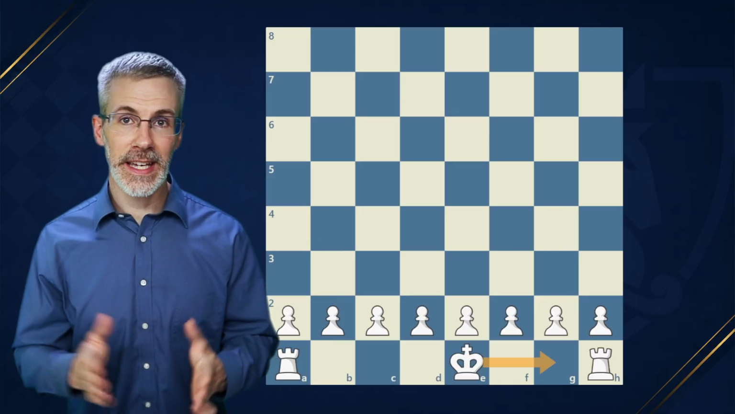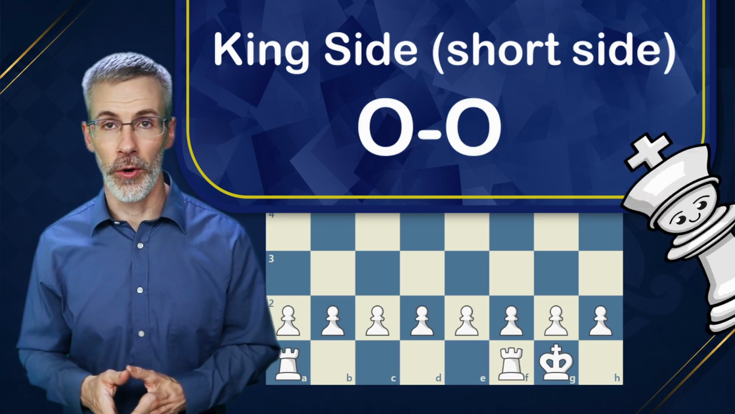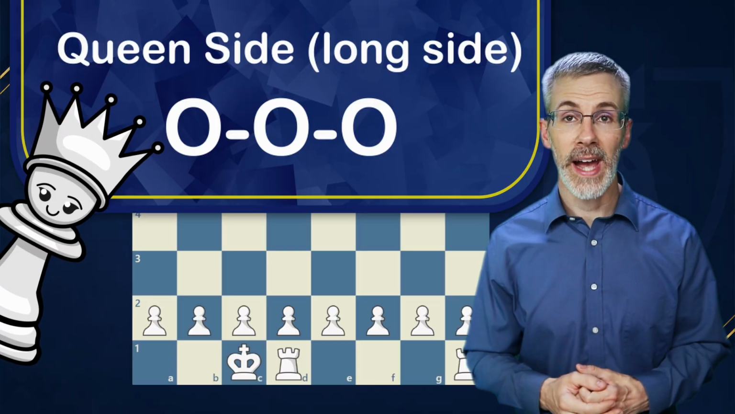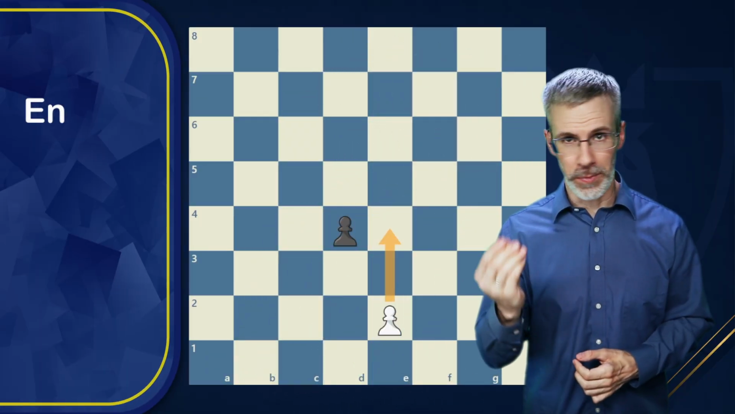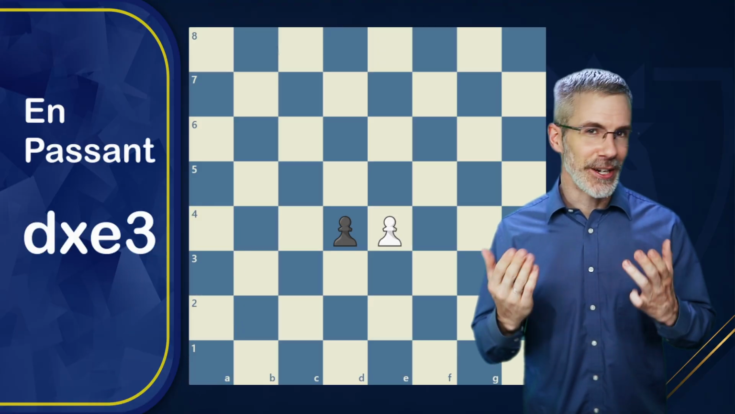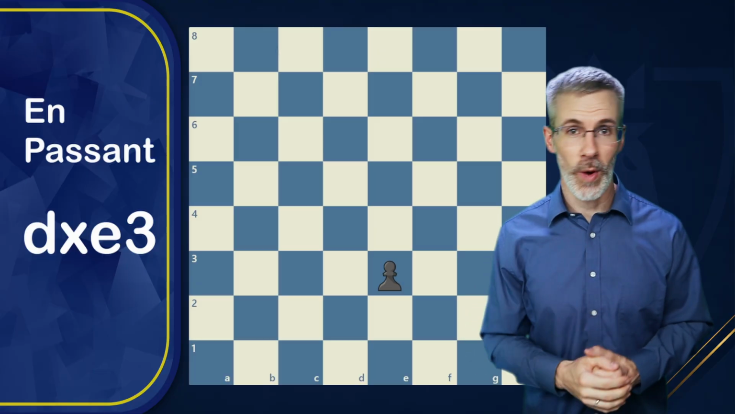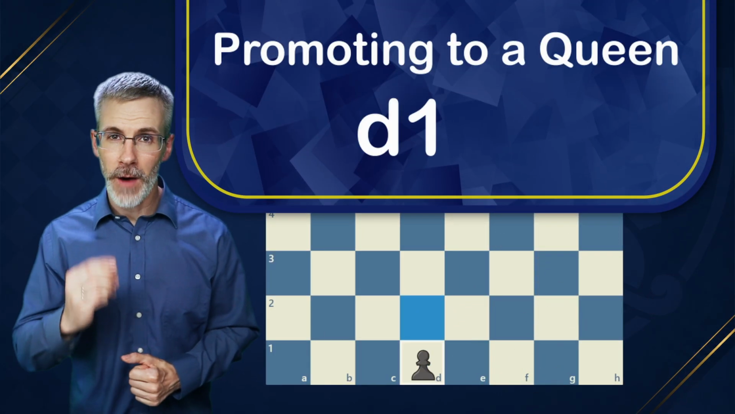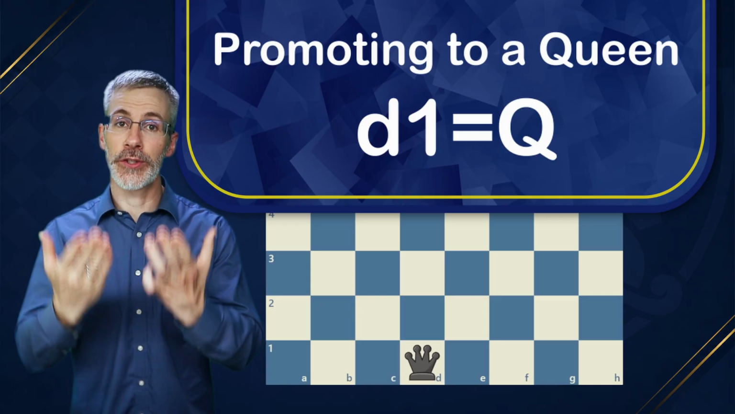If you castle kingside or short side, write capital O dash capital O. If you castle queenside or long side, write O dash O dash O. If you capture en passant, write it like a normal capture, as if the opposing pawn had only moved one square. When a pawn promotes, write the promotion square followed by an equal sign and the letter of the piece the pawn is promoting to.